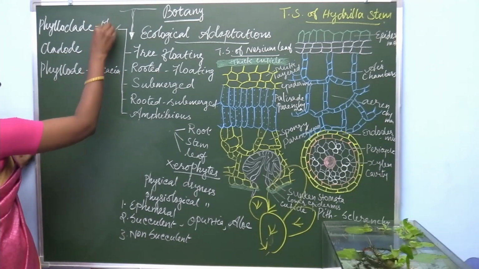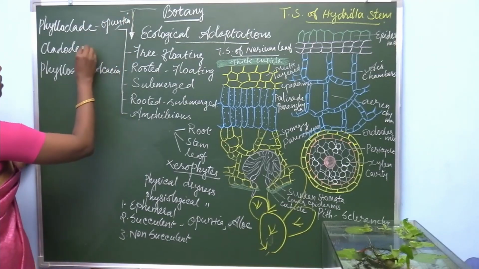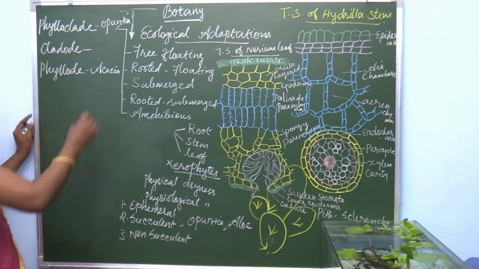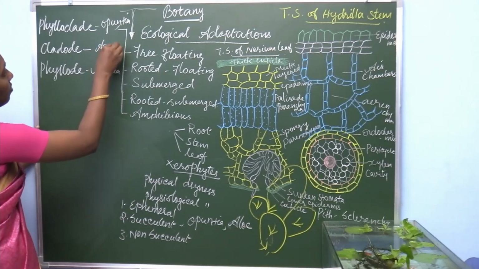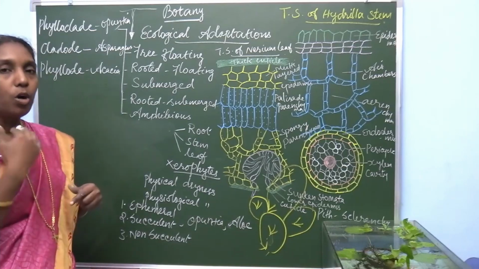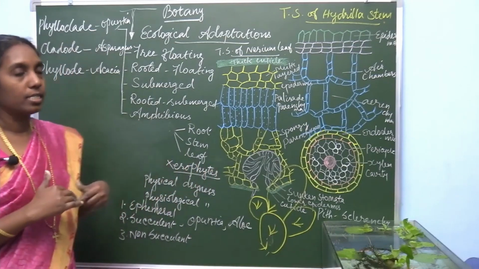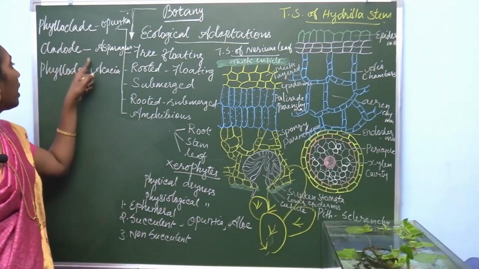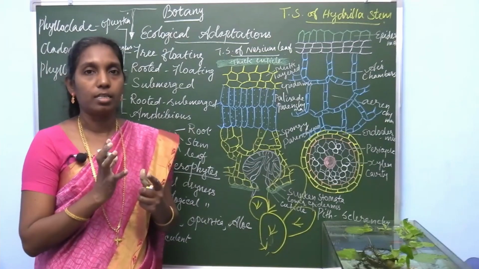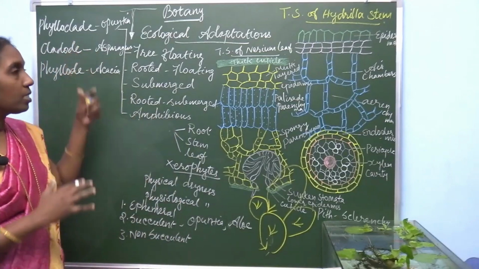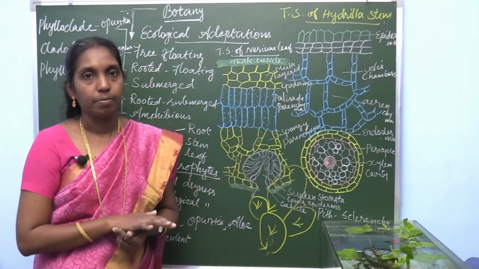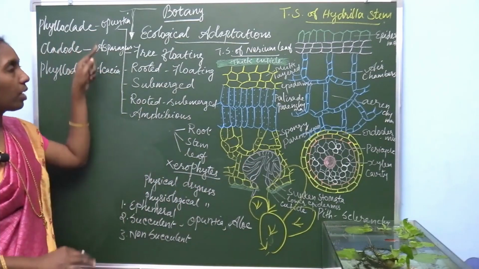Phylloclade, Opuntia, cladode, asparagus. So, asparagus, the modification is cladode. So, the stem part, the aerial part, is modified in such a way: phylloclade, cladode and phyllodes. The stem is thick, leathery and coated with wax.